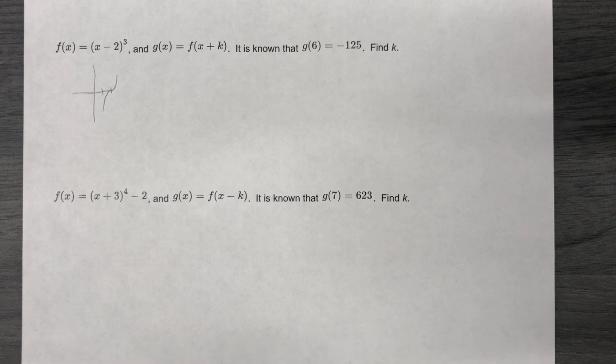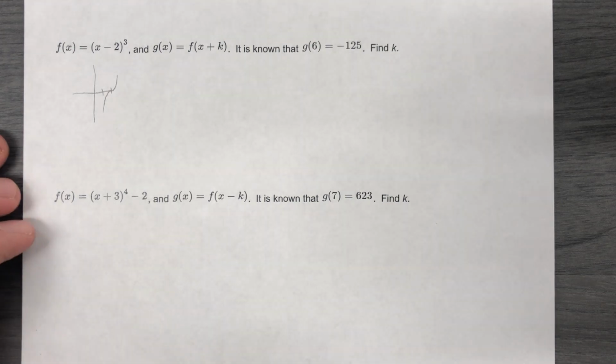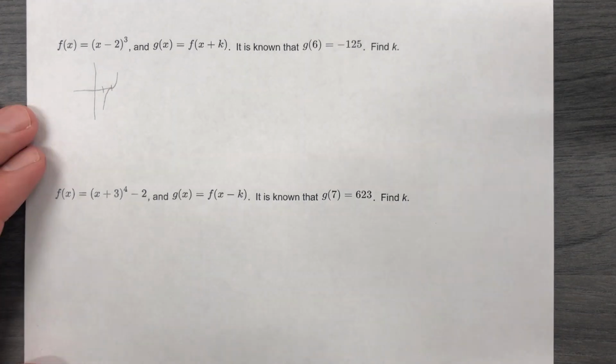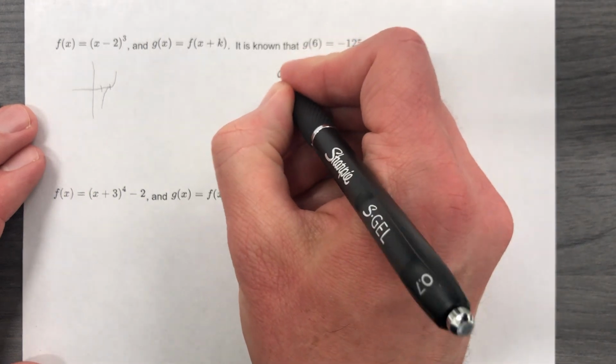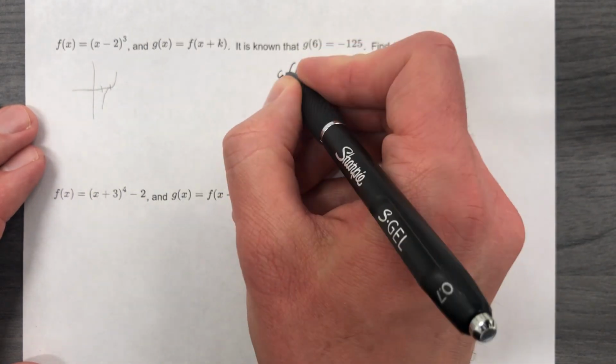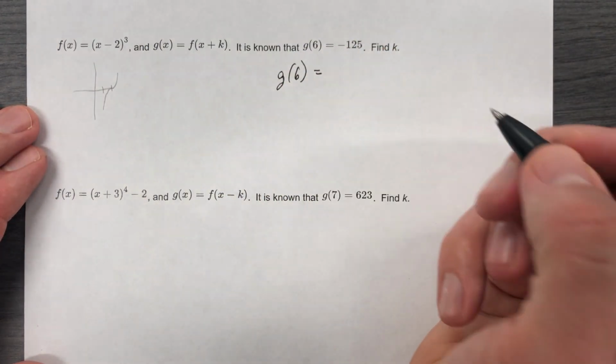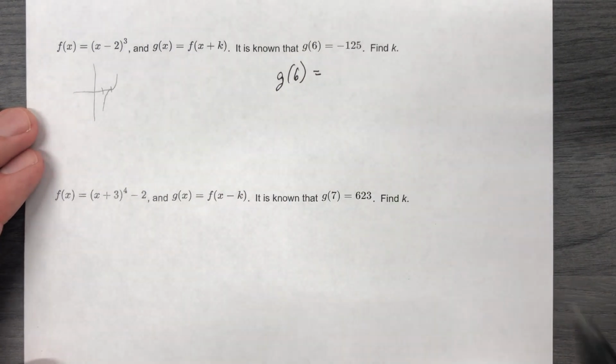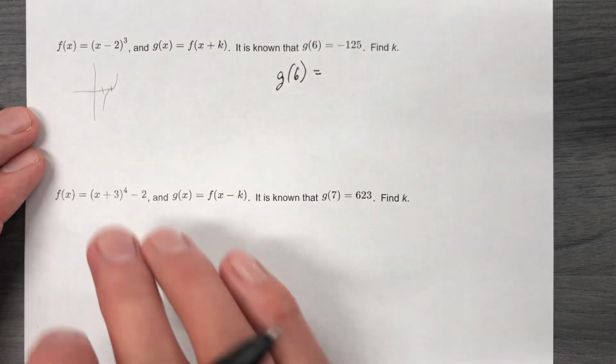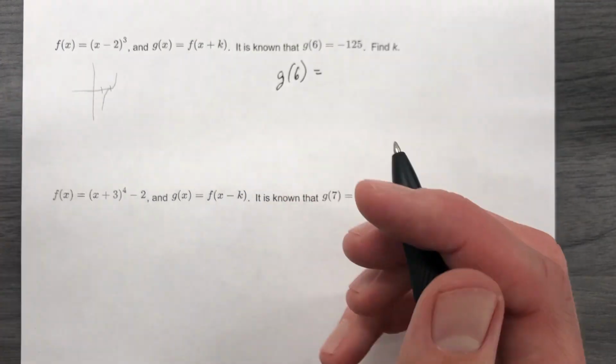To be honest, the first time I saw a problem like this, I stammered for a minute and thought, oh, what do I do? If you're stuck, start writing or just start thinking. I just started writing. Okay, g of 6. What do I know about g of 6? Well, I know it equals negative 125, and if you want to put that, you can. But I'm going to start digging into some other knowledge I have about g of 6.